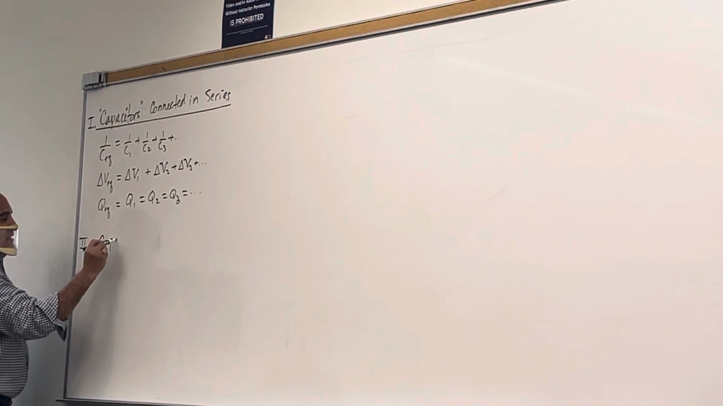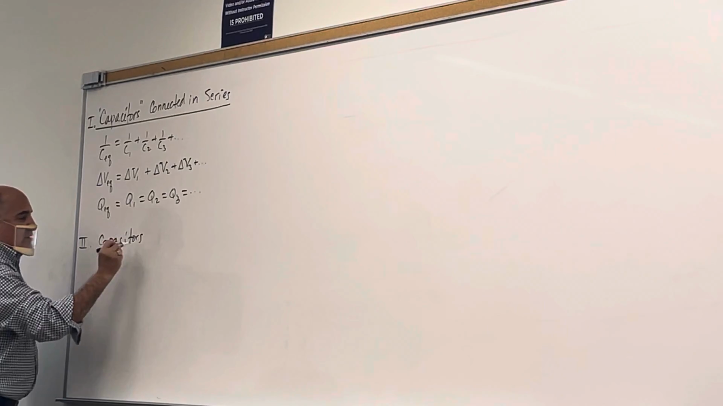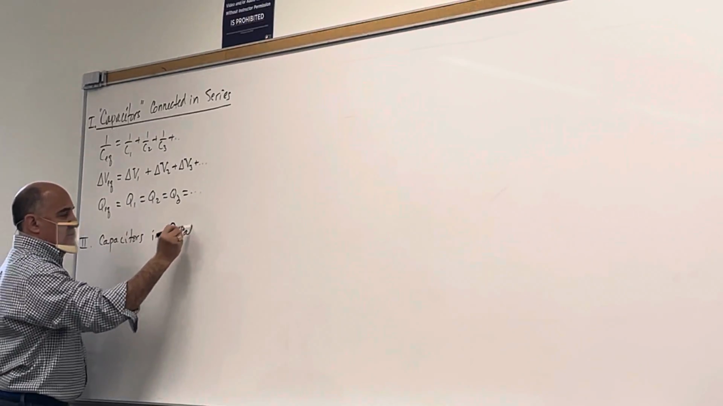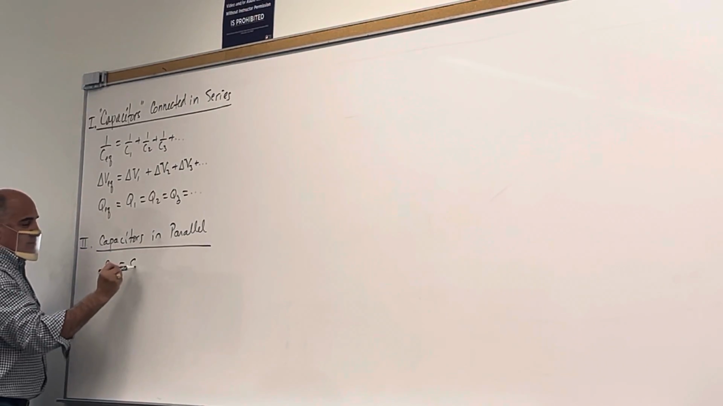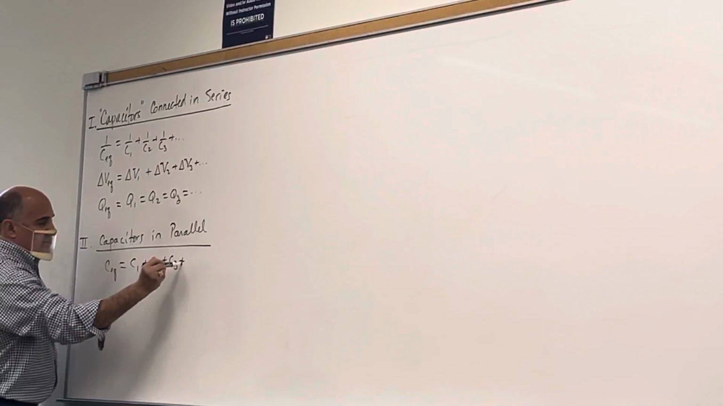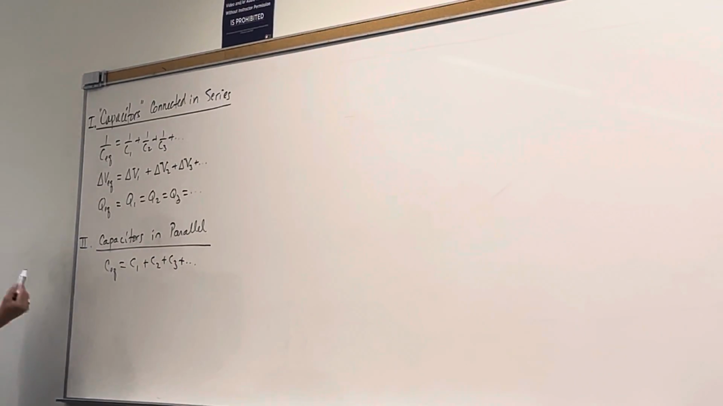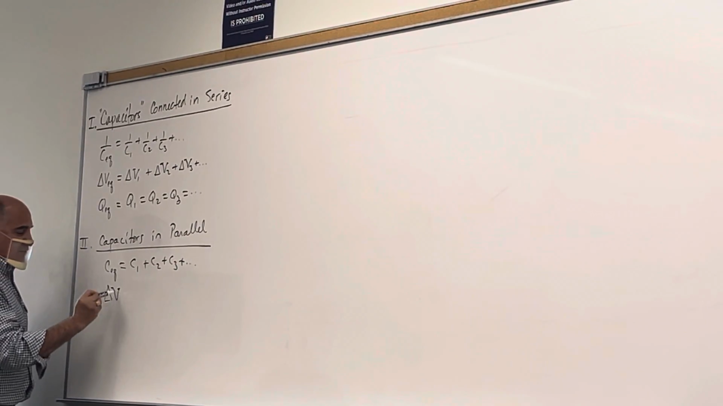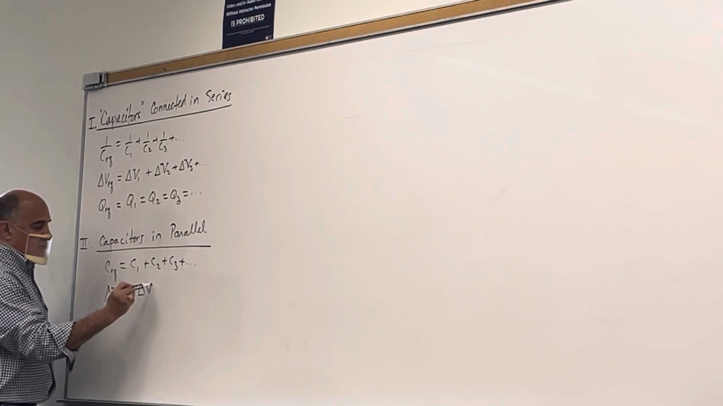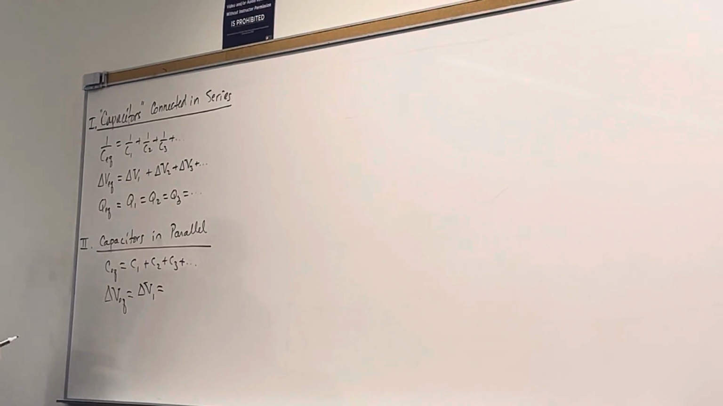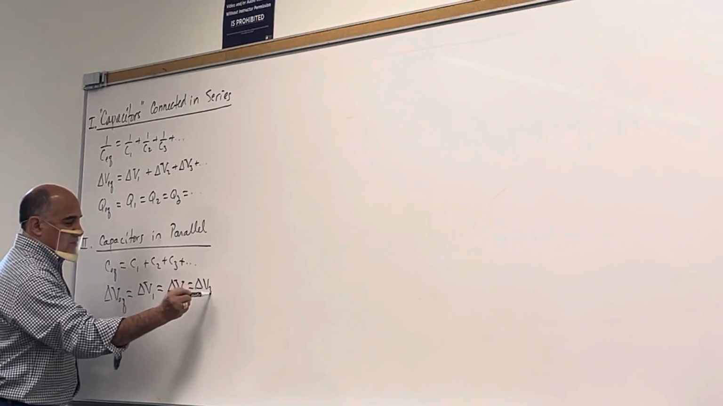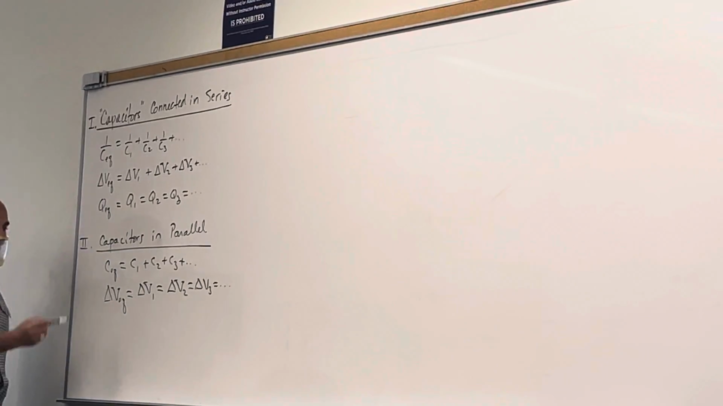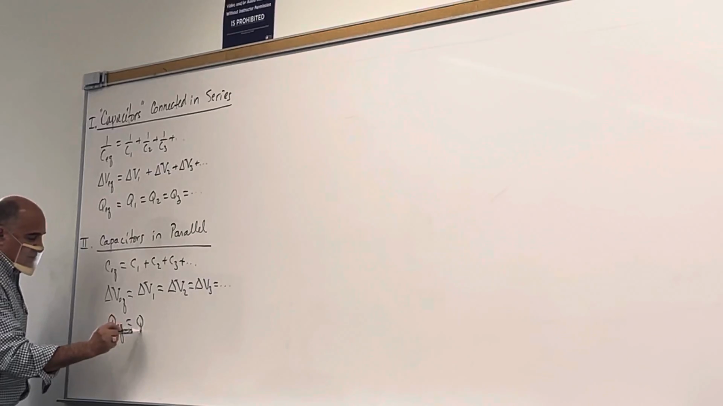And we said that if capacitors are connected in parallel, then the equivalent capacitance is given by the sum of the individual capacitances of those capacitors connected in parallel. We said that the voltage across the capacitor that's equivalent to the capacitors connected in parallel is the same as the voltage across capacitor number 1, same as the voltage across capacitor number 2. So they all have the same voltage if they are connected in parallel. And the charges relate like this.